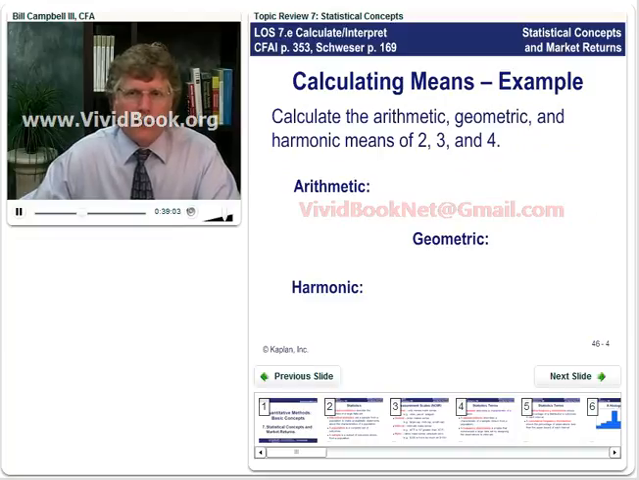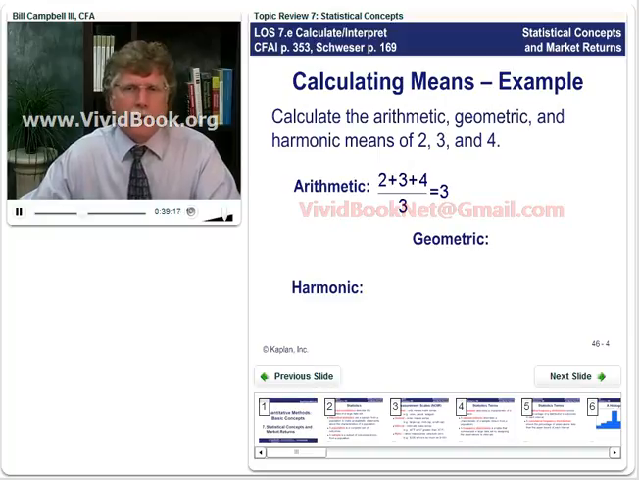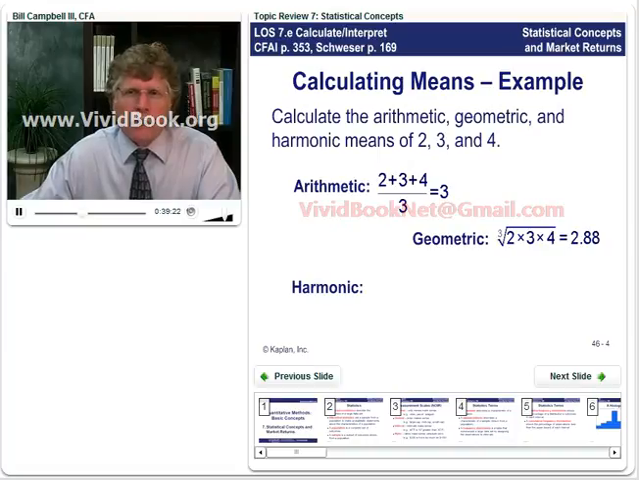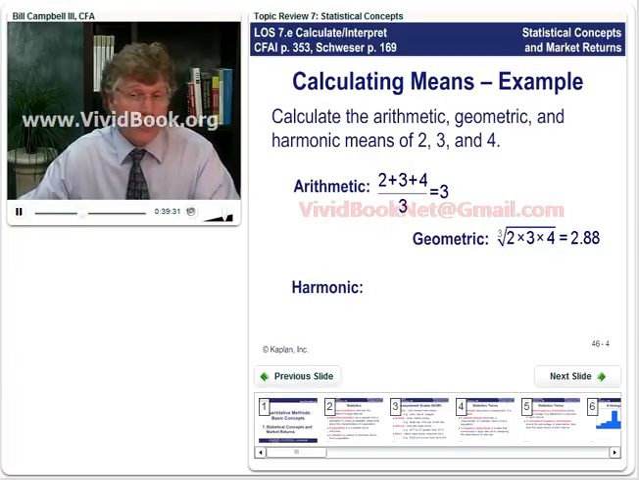Examples for the arithmetic, geometric, and harmonic means. The primary purpose of this example is to show you how these compare. So we have 3 numbers, 2, 3, and 4. Arithmetic mean: we add up 2, 3, 4, we divide by 3, we get 3. Everybody should be able to do that without breathing hard. Geometric mean: multiply 2 times 3 times 4. Notice these aren't returns, so we don't add 1 to any of these. These are just numbers. These are like heights of giraffes. So we multiply the numbers together, we take the cube root, we get 2.88.